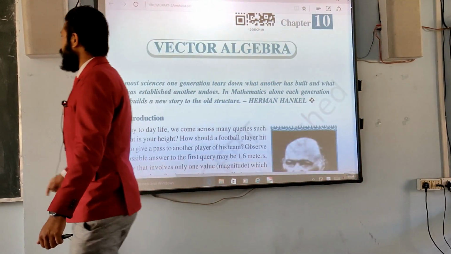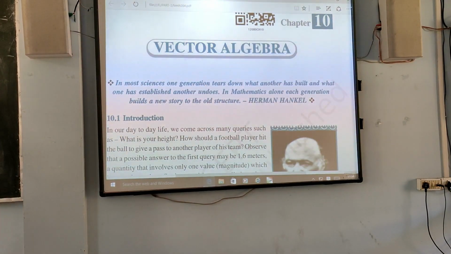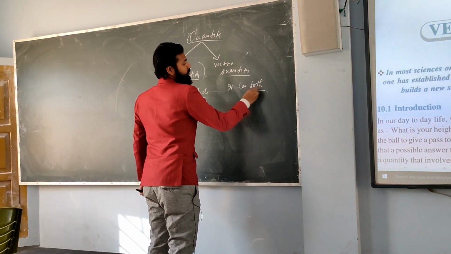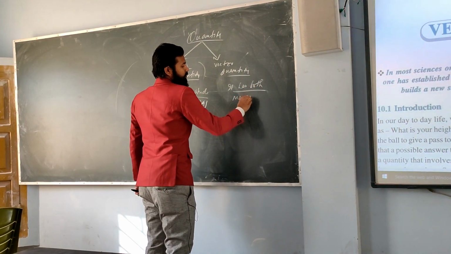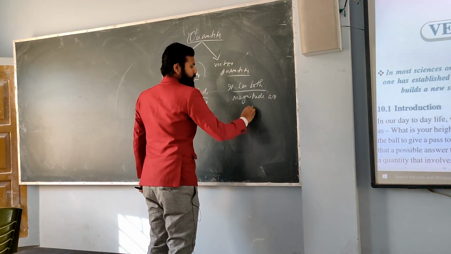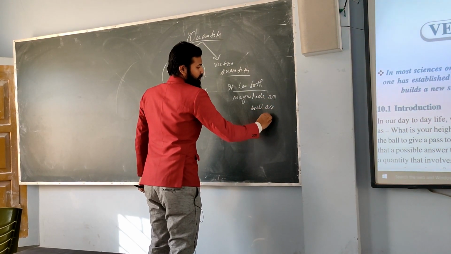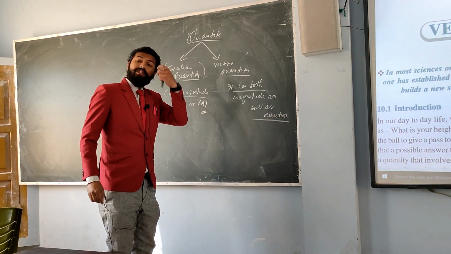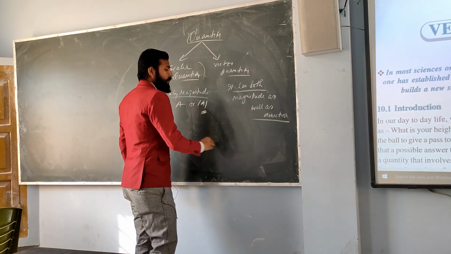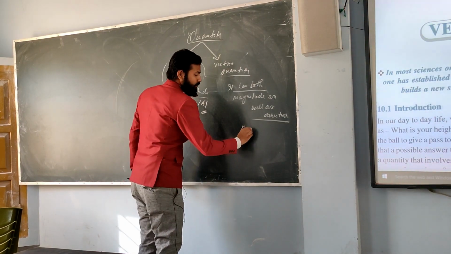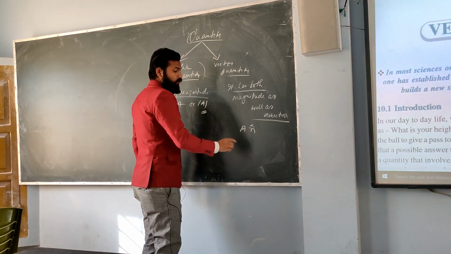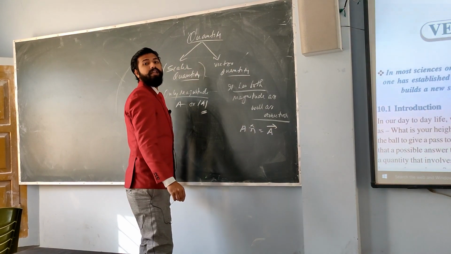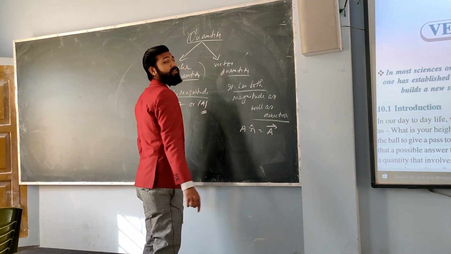Now, what is a vector quantity? It has both magnitude as well as direction. For example, for magnitude we represent A, and for direction we represent the unit vector. And if you combine both, we can write it like that. So vector A: A represents magnitude, and this represents direction.